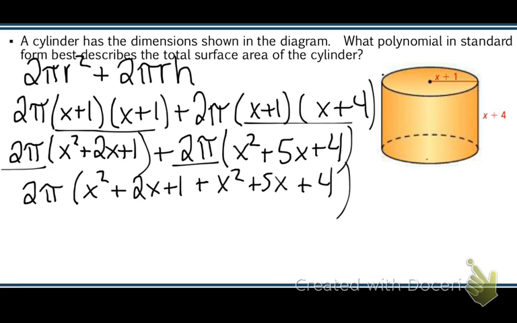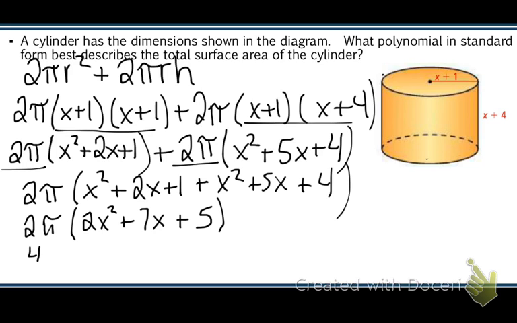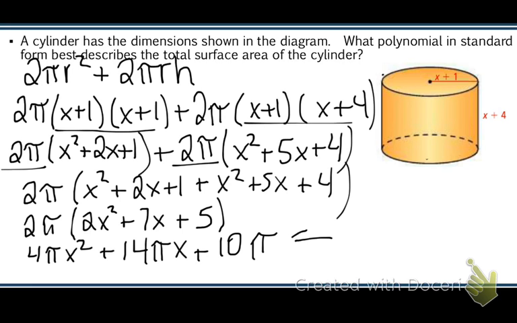And now I'm going to combine like terms. So I'm going to keep 2 pi times 2x squared plus 7x plus 5. And then lastly, because this isn't quite a polynomial in standard form yet, I'm going to distribute the 2 pi. So this becomes 4 pi x squared plus 14 pi x plus 10 pi. And that is the surface area of the cylinder in standard form.